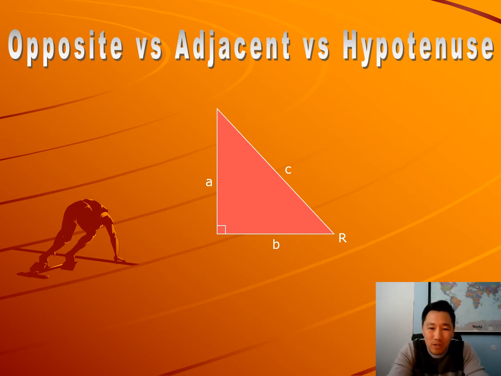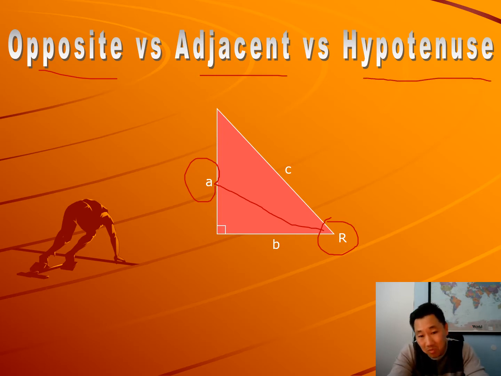I want you to look at angle R, here it is, and ask yourself, how does angle R relate to side A? Do you think it is opposite or adjacent or the hypotenuse? The answer is, it is the opposite. So side A is directly opposite of angle R.